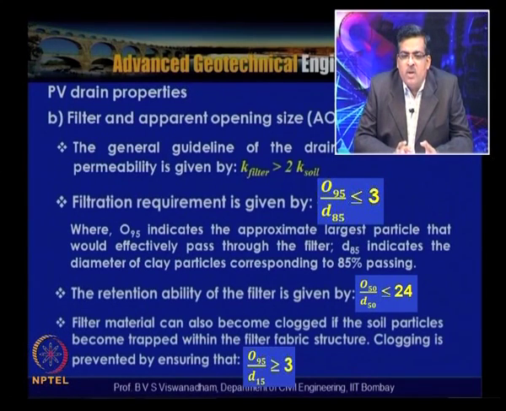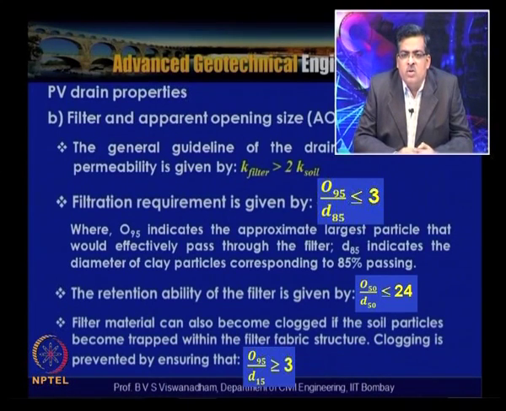So filter material of a filter jacket can become clogged if the soil particles become trapped within the filter fabric structure. That is, when the pores are occupied with these soil particles, the clogging can get mobilized. And so, the clogging is prevented by ensuring that O95 by D15 is greater than or equal to 3.